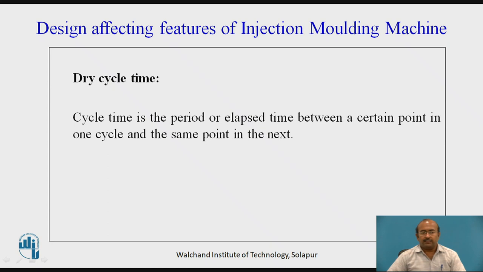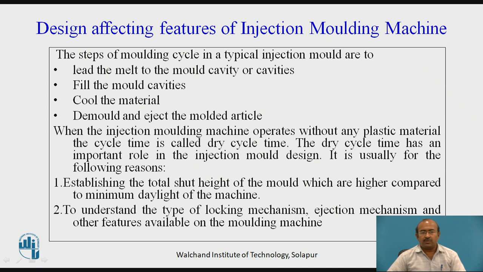Dry cycle time. The dry cycle time is the period or elapsed time between a certain point in one cycle and the same point in the next. The steps of the molding cycle in a typical injection molding are to lead the melt to the mold cavity or cavities, fill the mold cavities, cool the material, demold and eject the molded article. When the injection molding machine operates without any plastic material, the cycle time is called dry cycle time.